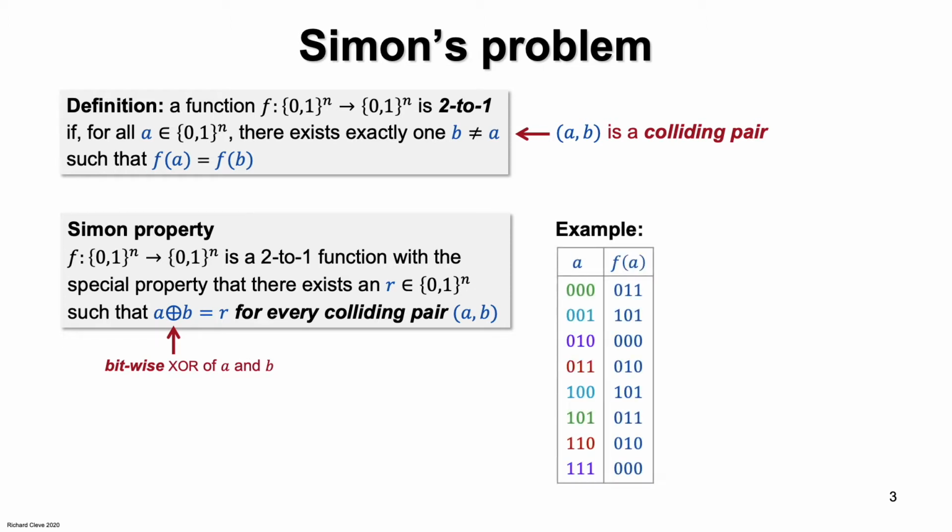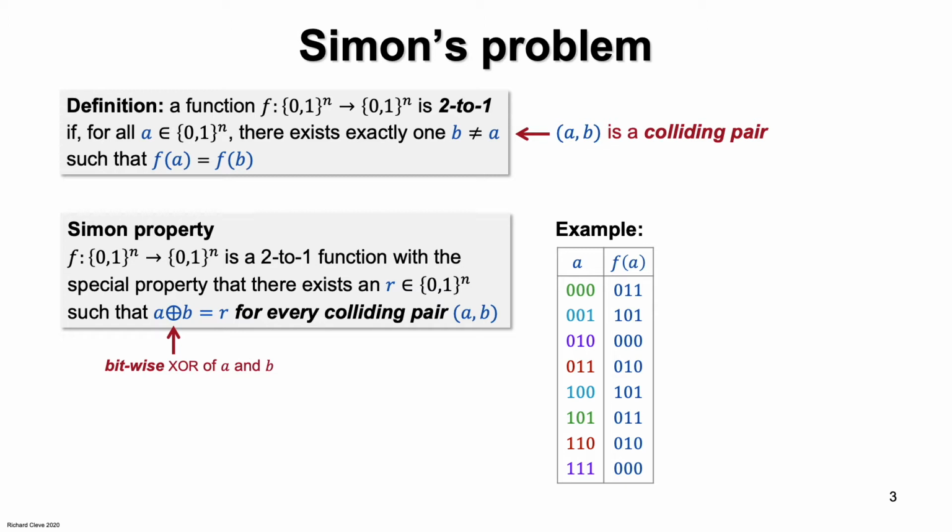Let's look at an example. Here's a 2-to-1 function from 3 bits to 3 bits. I've color-coded the colliding pairs. For example, if you look at the 2 green points in the domain, 000 and 101, you can see that f maps both of these points to 011, and those are the only points that are mapped to 011. So the 2 green points are a colliding pair.